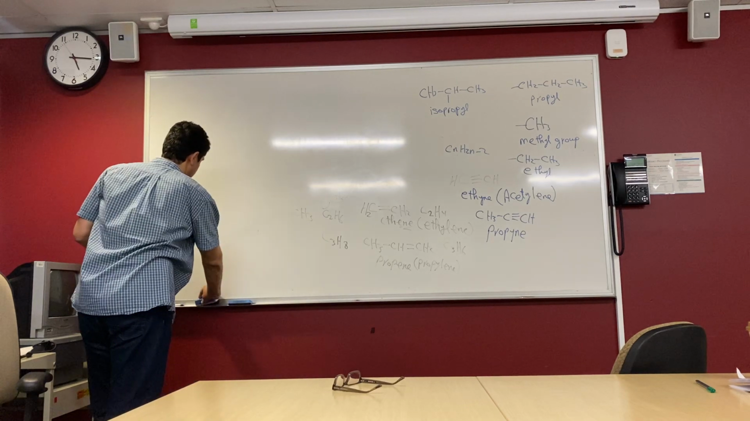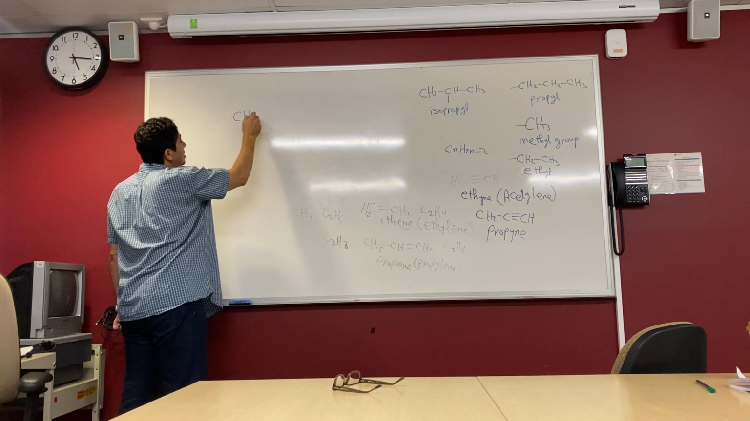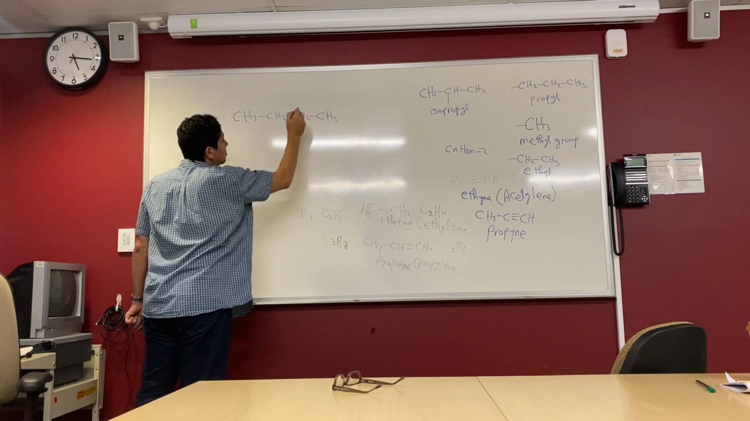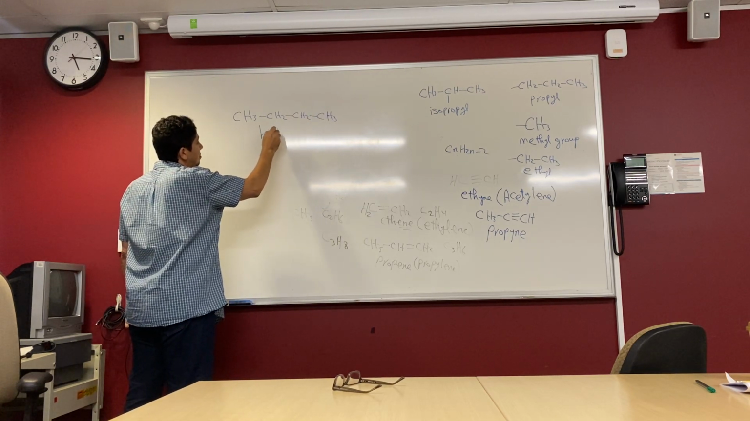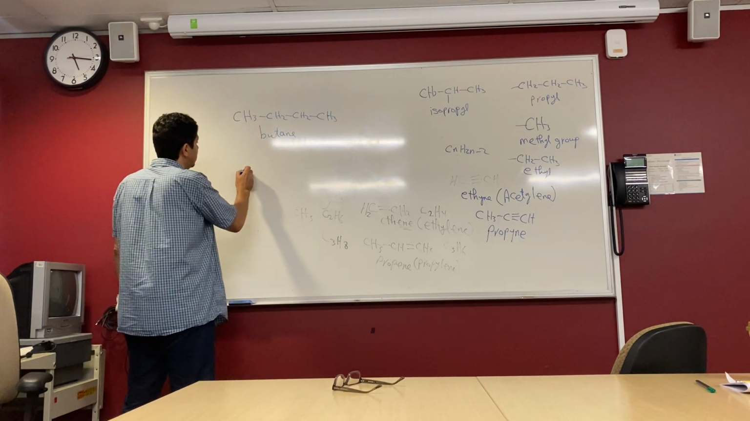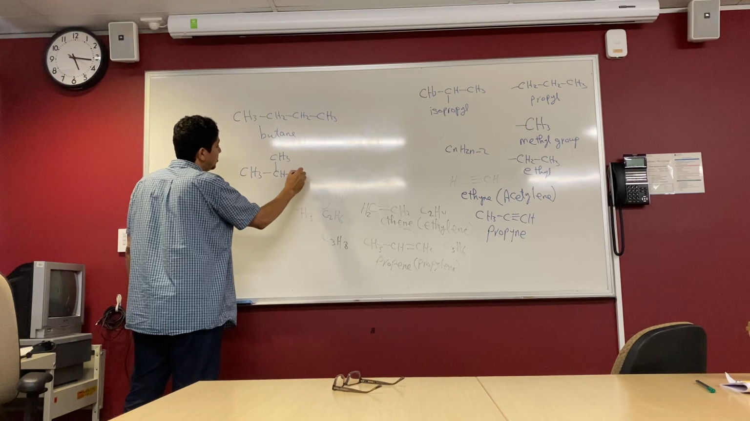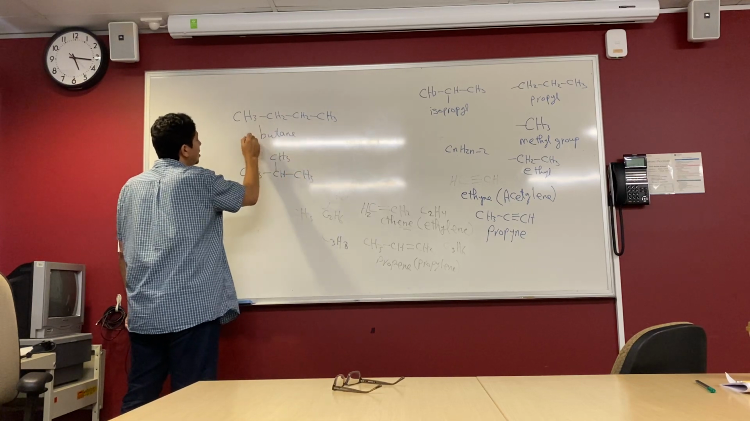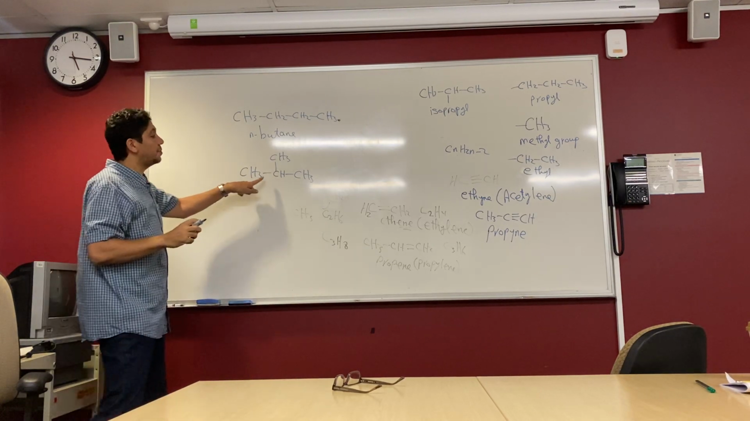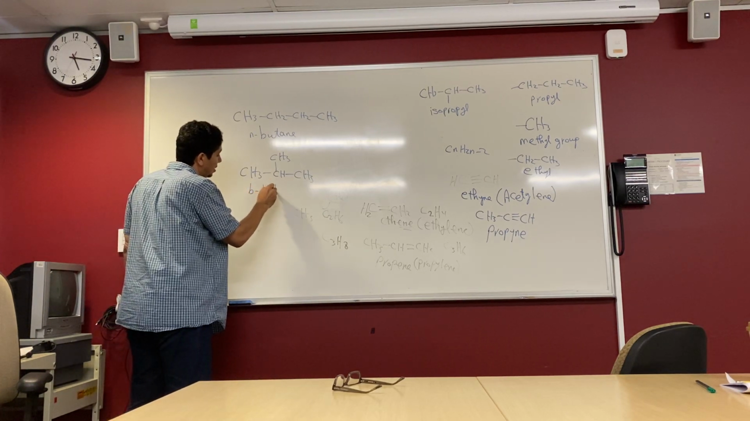Let's look at butane. CH3, CH2, CH2, CH3. This is butane, right? Butane. But if it's a branched, like this, CH3, CH, CH3, CH3. This is normal butane. N-butane means normal butane, means linear butane. But this is branched butane. So we can put b small, butane, branched butane.